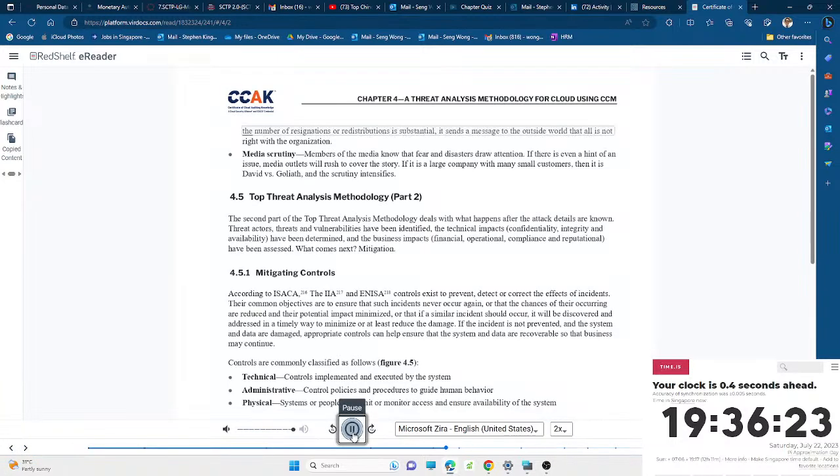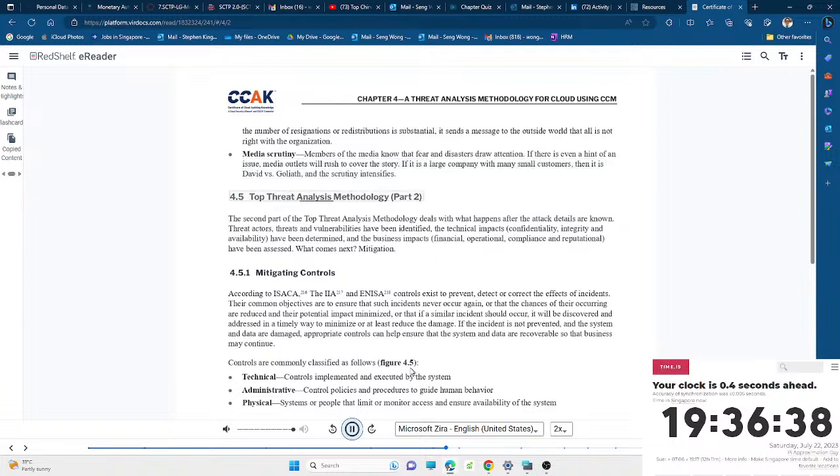The number of resignations or redistributions is substantial. It sends a message to the outside world that all is not right with the organization. Media scrutiny. Members of the media know that fear and disasters draw attention. If there is even a hint of an issue, media outlets will rush to cover the story. If it is a large company with many small customers, then it is David versus Goliath, and the scrutiny intensifies.